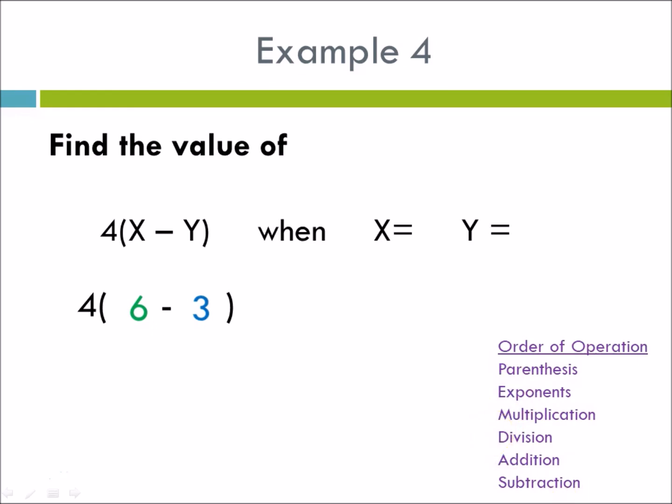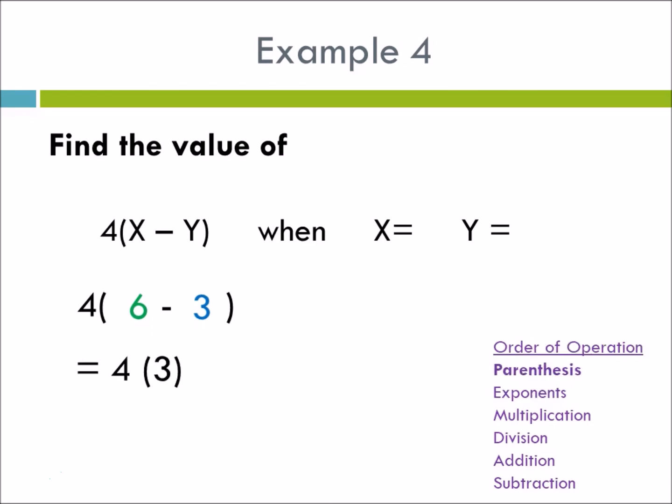So then I have 6 minus 3, which is 3. Then I have 4 times, and again that parentheses just means it's multiplication now, 4 times 3, which is equal to 12. Okay, so this is evaluating algebraic expressions.